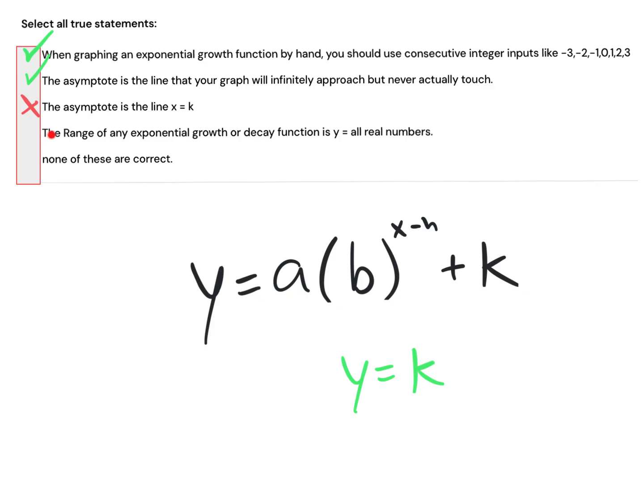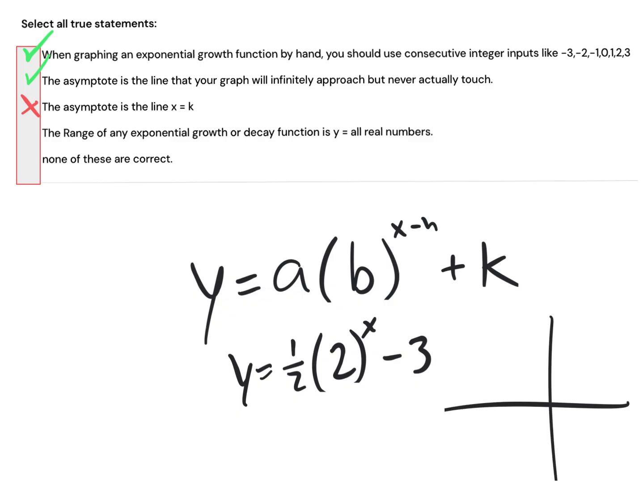And then the next one, the range of any exponential growth or decay function is y equals all real numbers. That is totally false. The domain is x equals all real numbers, okay? But the range, it's always going to be either above or below your asymptote, okay? So for example, if I had, let's say, y equals 1/2 parenthesis 2 to the x minus 3. Well, we would graph it by going to the minus 3 on the y, drawing your asymptote. And then this is a growth function.